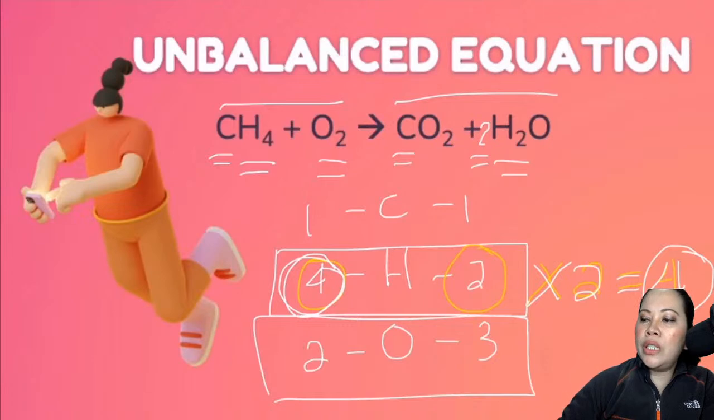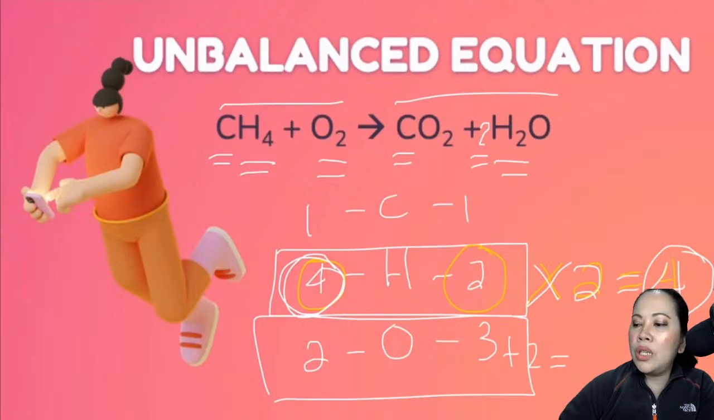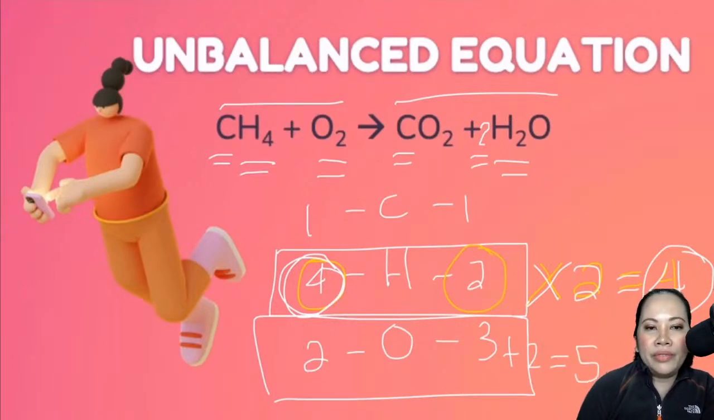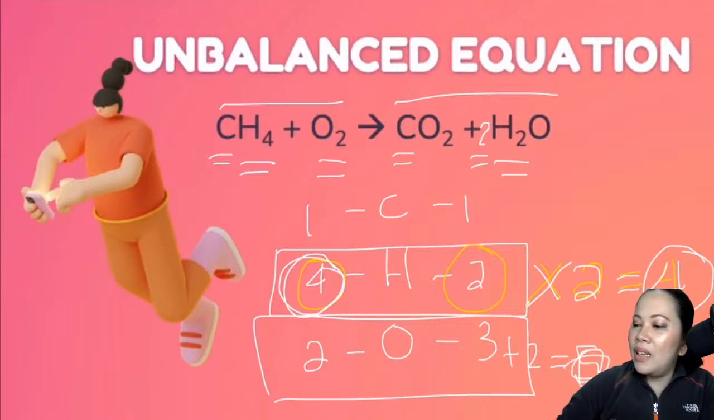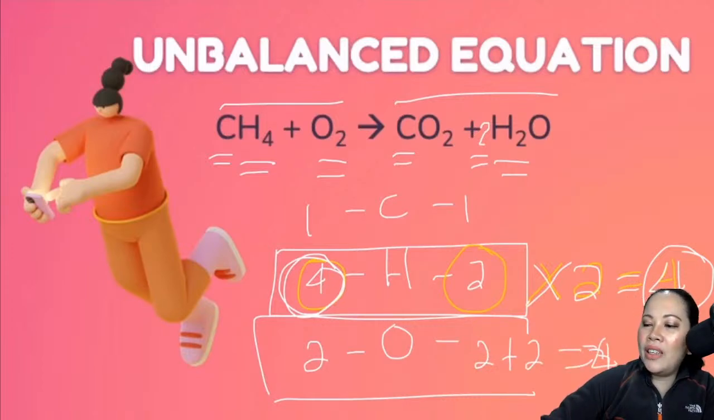Now, if you would notice, as we multiply H2O with 2, that will also increase the number of oxygen. That becomes 2. Oh, sorry. That's 2, and 2 on the other side. I'm thinking of adding 2 plus 2. That will be 4, right? There's 2 here and there's 2 here.